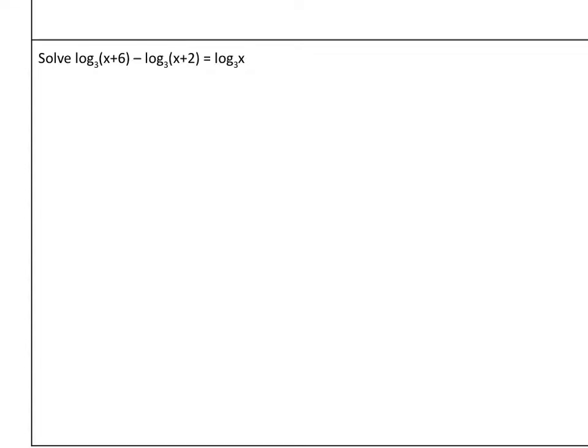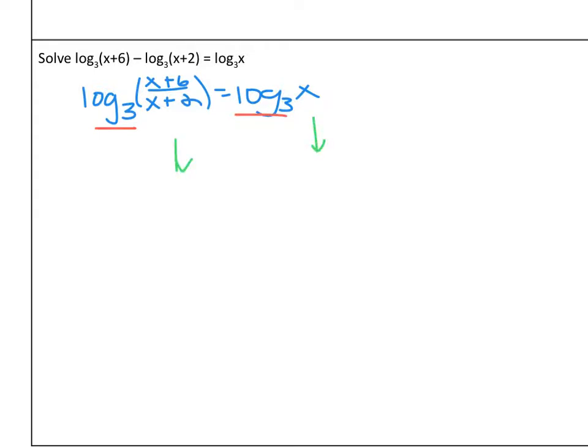In this problem, we need to combine our logs using our division property. So log base 3 of (x + 6)/(x + 2) equals log base 3 of x. Since both sides have the same log, I can set their arguments equal to each other. So (x + 6)/(x + 2) equals x. Now we need to cross multiply. So that would give me x + 6 equals x times (x + 2).